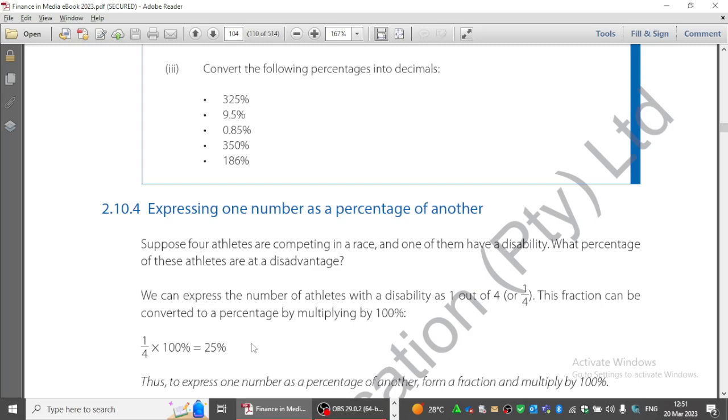If the value is 0.25, that's 25%. If it's 0.6, that's 60%. If it's 0.1234, that's 12.34%. So that's how easily you can convert a fraction to decimal and into percentage. So that is the relationship between the two.